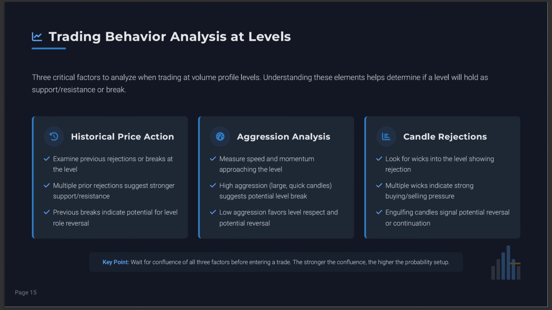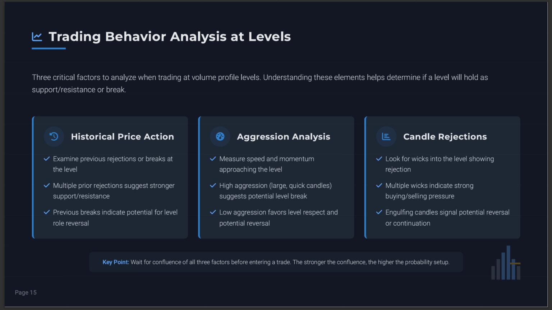Here's where volume profile trading becomes more art than science. When you're at a volume level, you can't just automatically buy at value area low or sell at value area high. You need to read the market's behavior. Let me teach you the 3-factor analysis system.